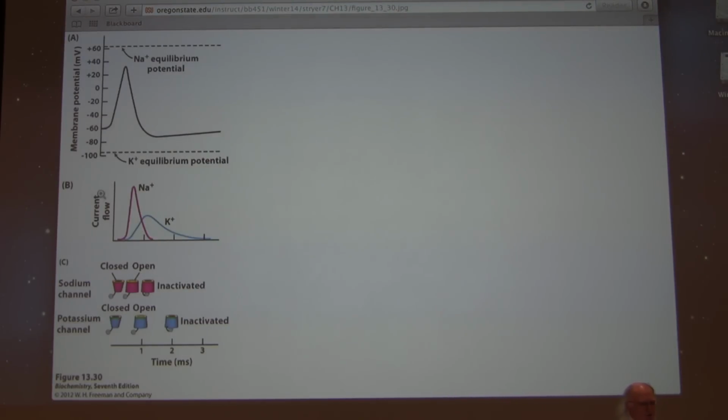This shows schematically what I've told you happens. Okay? We have a stimulus. We see sodium flowing. All right? And then we see potassium flowing. In the meantime, we have the sodium potassium ATPase kicking in, which is ultimately what causes these guys to go back down.